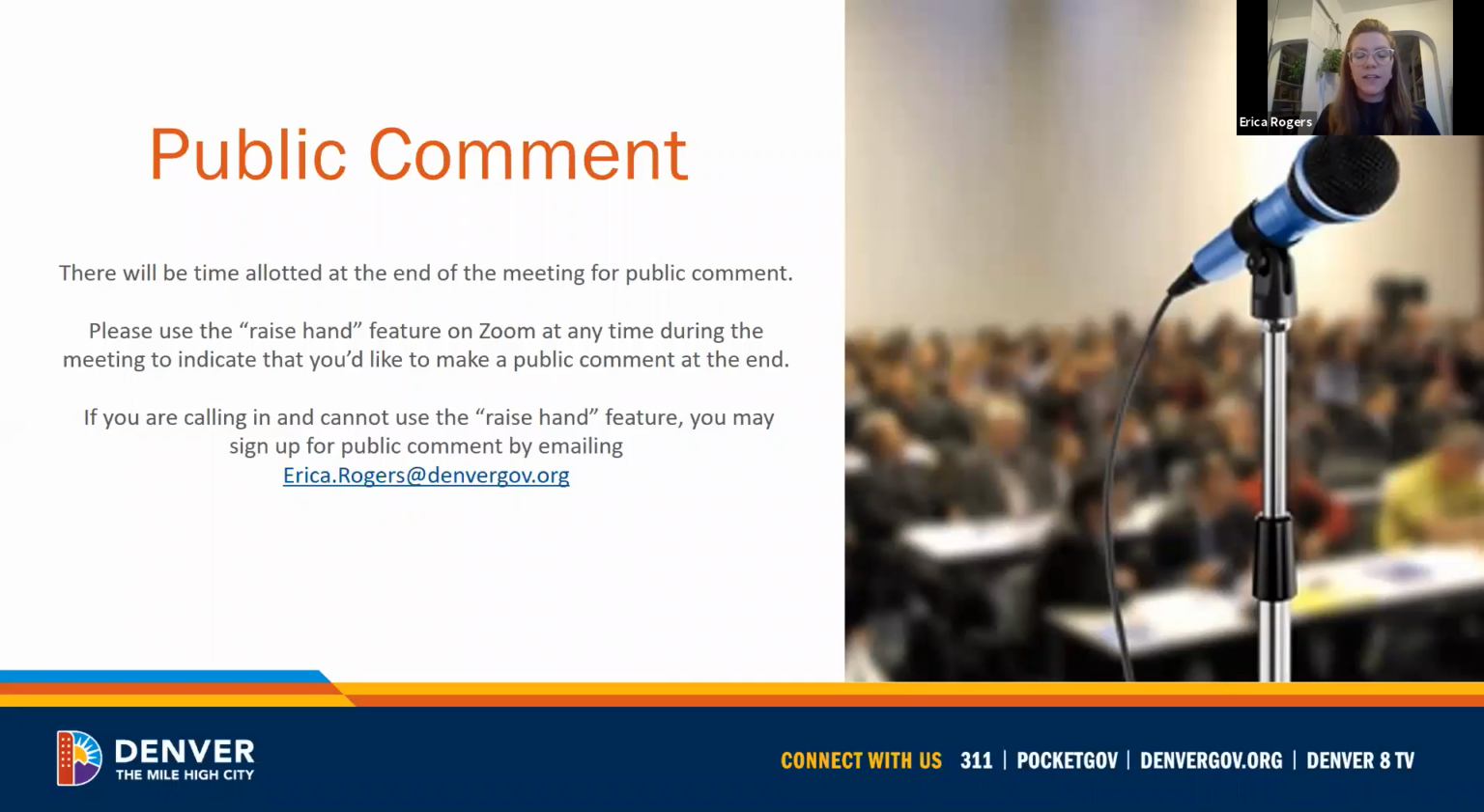The way it's going to work is that we are going to allot some time at the end for public comment. If you are on the Zoom app on your computer or your phone, you can use the raise hand feature at any time during the meeting and leave it up, and we will call you in order that you've raised your hand. However, we know that some people might be calling in using their telephone, so they wouldn't have that raise hand feature.